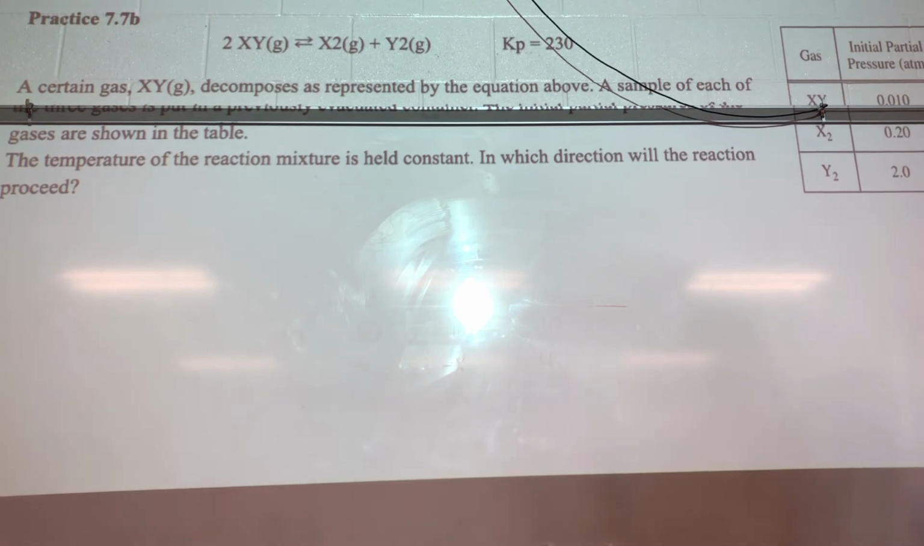Now, first off, let's decode what that question is asking. What does it mean, which way will the reaction proceed? You mean like which is it favored? Like forward. Kinda. Based off what's given, that KP, what does it tell me?